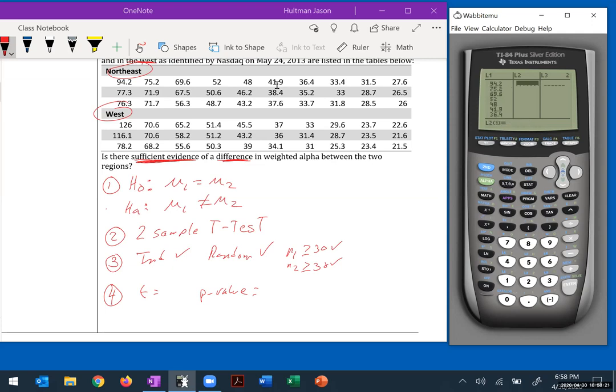Okay, I'm going to go to L2 now because I don't want to waste so much time entering these 60 numbers. It is time consuming and kind of a pain. Okay, 70.6, 65.2. So you can see why it's a lot nicer when they give you the summary data already done for you. They calculated all the means and standard deviations for you. It's a lot nicer. 45.5, 37, 33, 29.6, 23.7, 22.6. At least I have a keyboard that I can do this on.